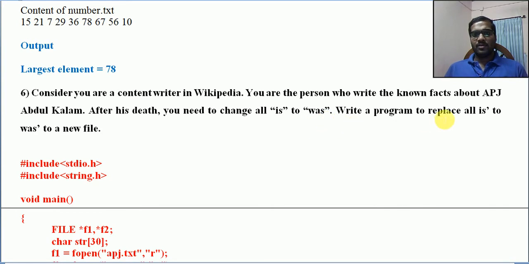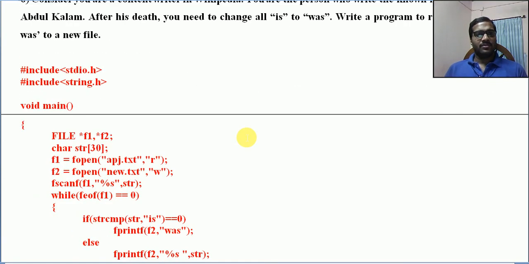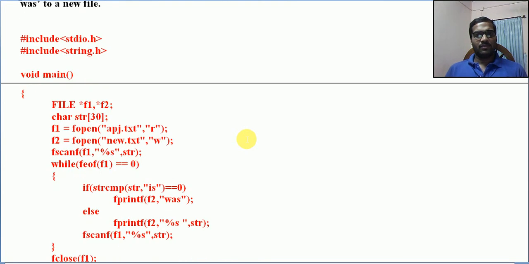So write a program to replace all "is" with "was" into a new file. We have one file where the contents about APJ Abdul Kalam are already there. Convert all the "is" to "was" and write into another file as a separate document. That is our aim. So we have two files. From file 1, we need to write the contents into file 2. Only thing is, when we write into file 2, "is" must be replaced with "was".